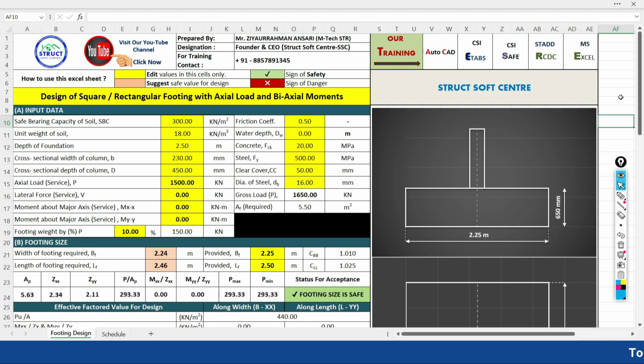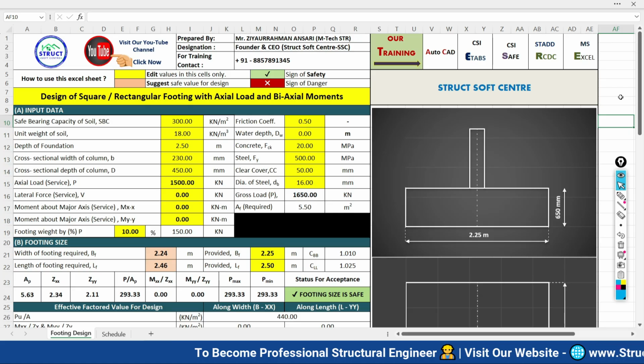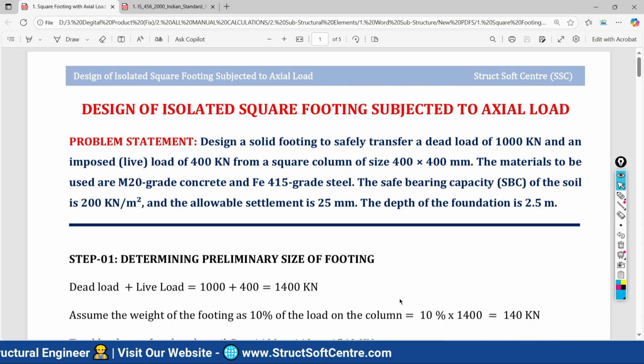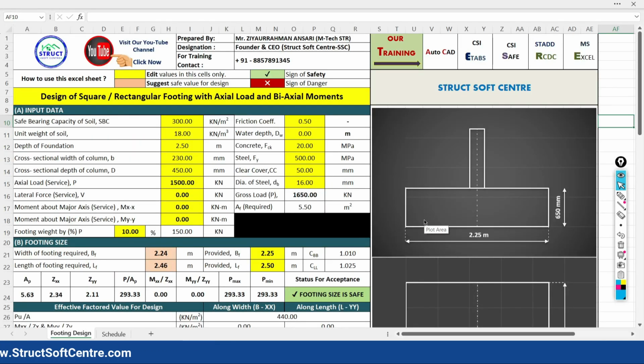Now finally it's time to discuss an important tool by which you can design this type of foundation in just 2 to 3 minutes. If you do the manual calculation as we have just discussed, it takes about 30 minutes to 1 hour or more. But if you use this Excel sheet, you can complete your design in a short period of time.